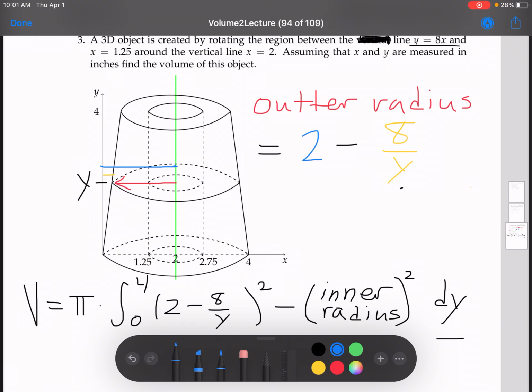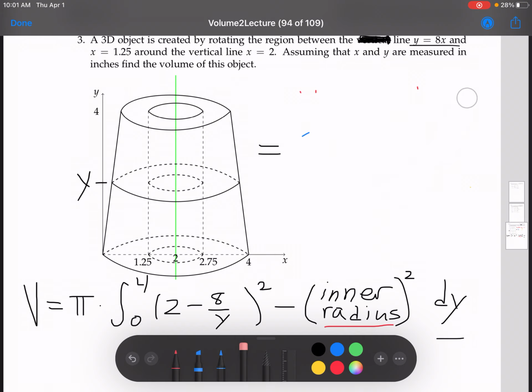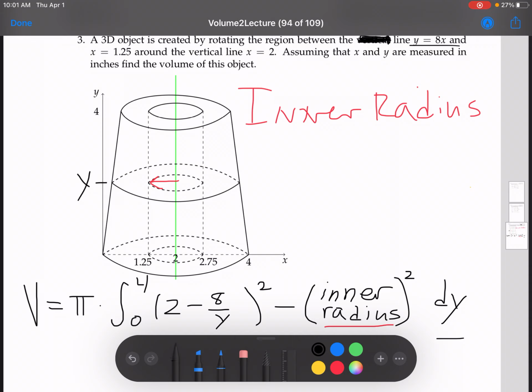Now let's find our inner radius. So for our inner radius, we want this little piece right there. Again, we're going to use a difference. So remember that blue line gives us all the way from x equals 0 to x equals 2. So that's a 2 there.